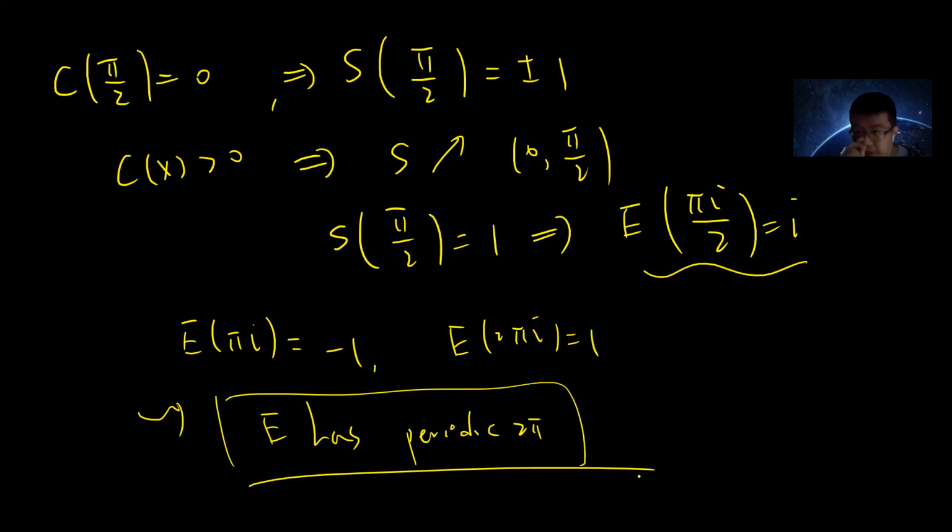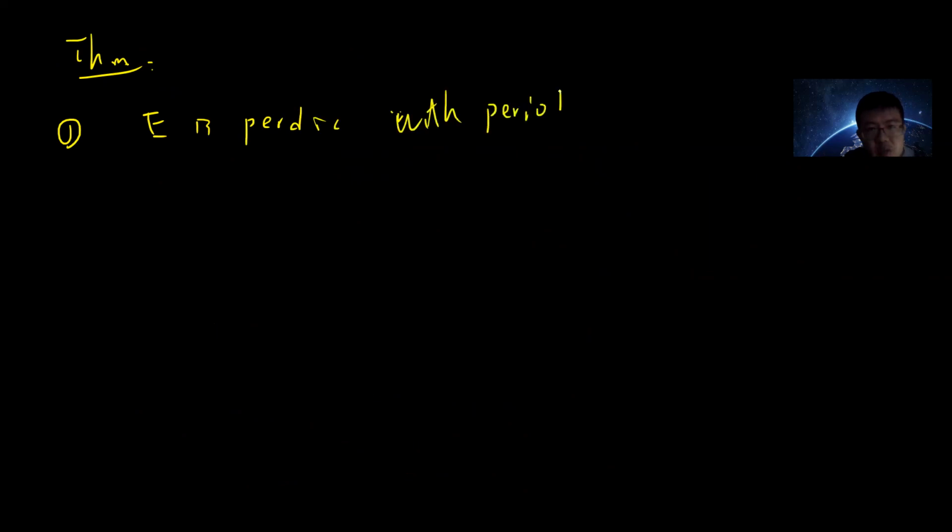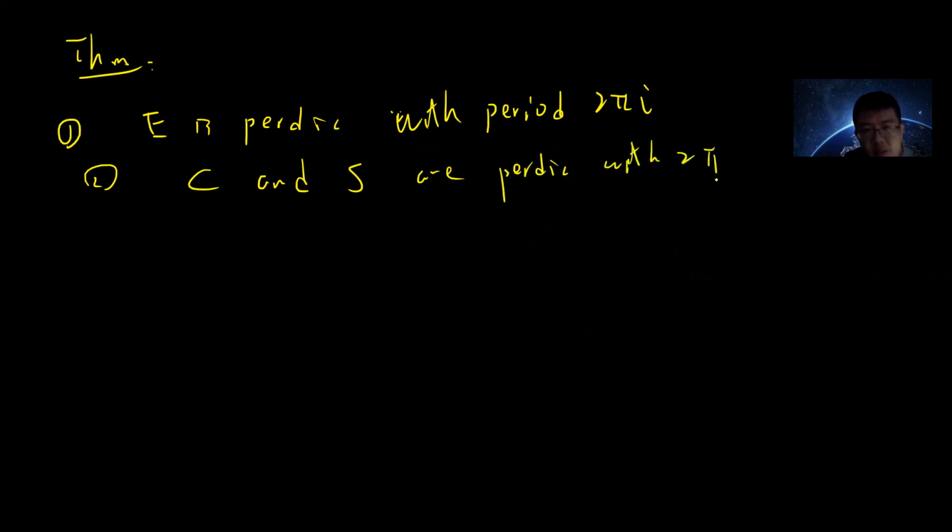Okay, so this is very weird that you get something you're familiar with. And e of z plus 2 pi i will be e of z. So we have the following. The first one is that e is periodic, so this exponential is periodic with period 2 pi i. And the second is that c and s, cosine and sine, are periodic with 2 pi. Okay, so actually all these need to be proved, right?